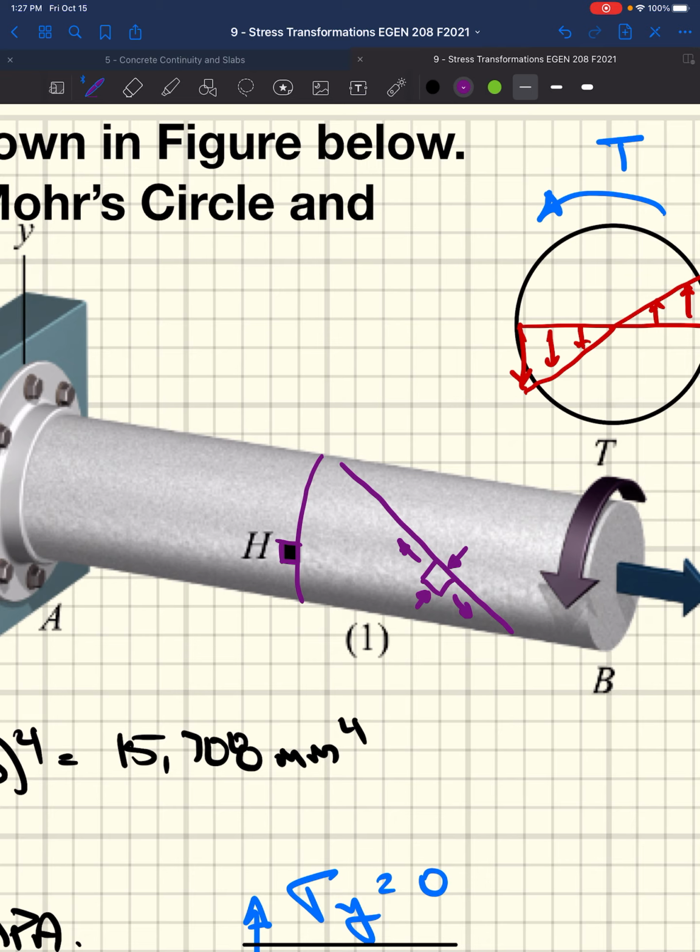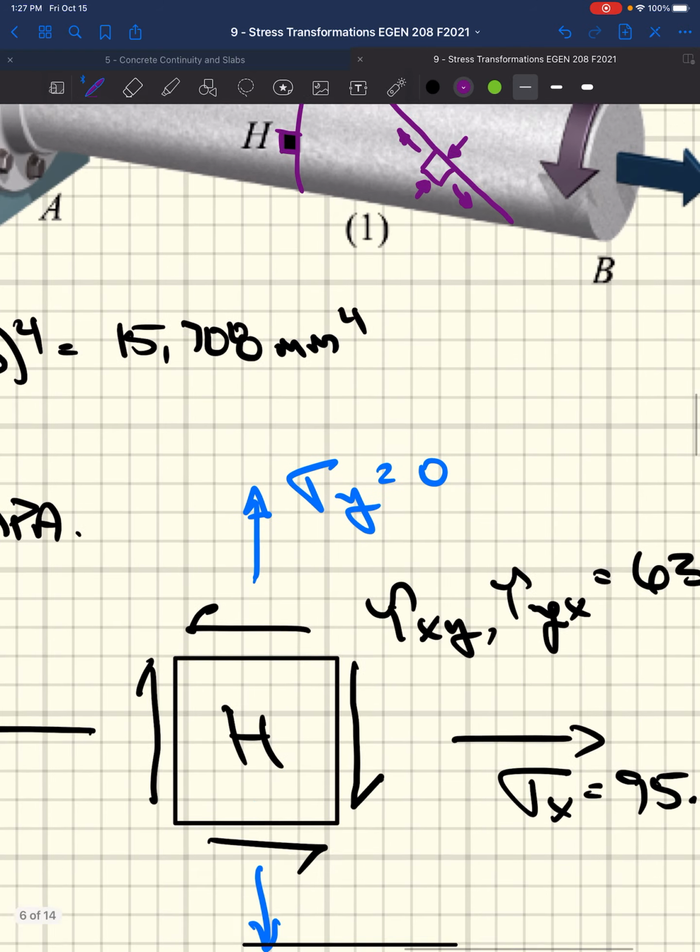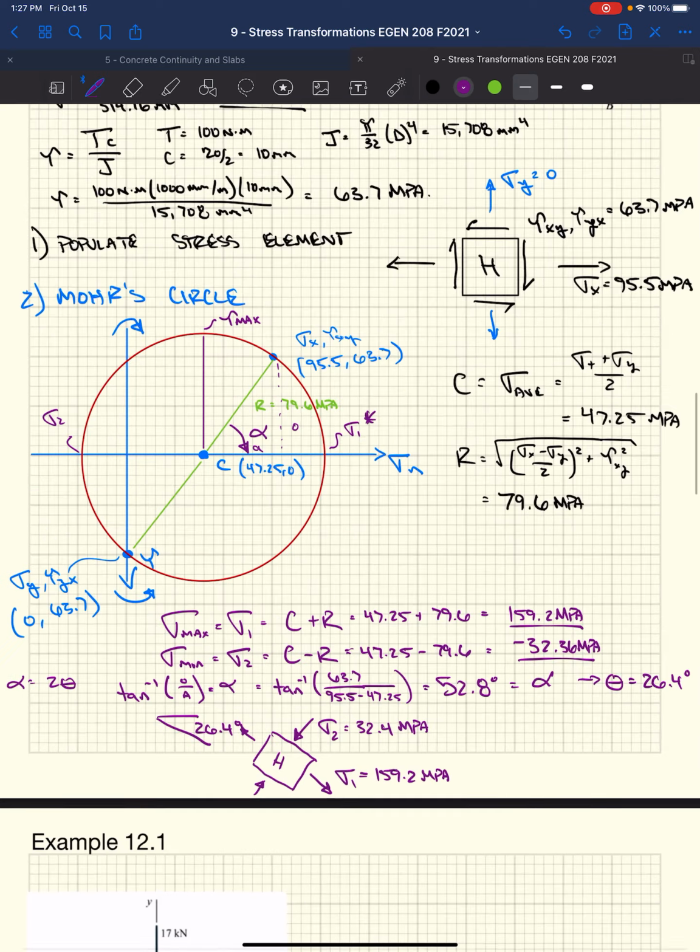Pretty cool though, right? Nice. Really sweet. Okay? And the axial load changes what that angle is, and we're able to calculate that based on Mohr's circle and visually see it, right?